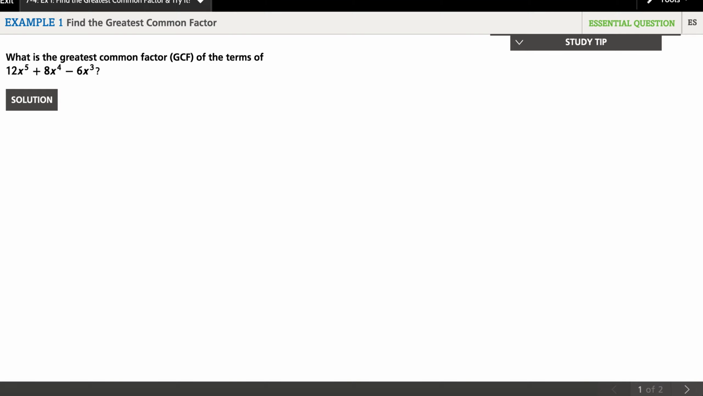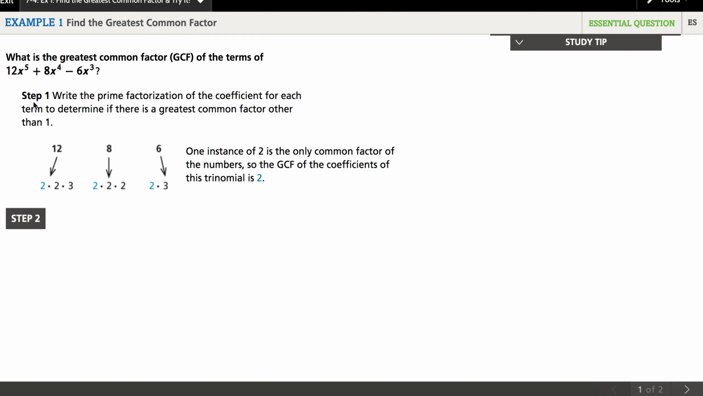What is the greatest common factor, GCF, of the terms of 12 times x to the fifth power plus 8 times x to the fourth power minus 6 times x cubed? Okay, let's take a look at the solution.